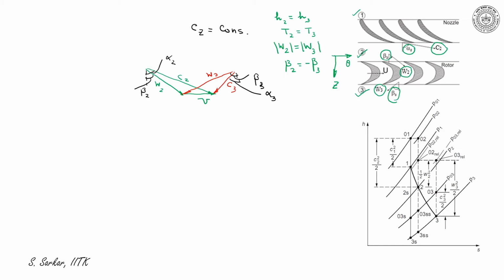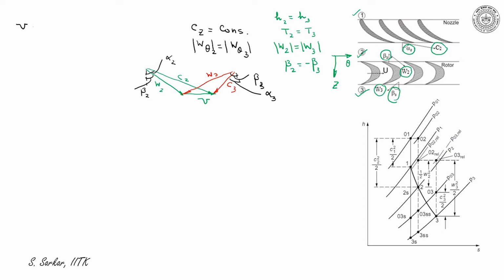And also I can say W theta 2 must be equal to W theta 3, but they are of opposite signs. So by magnitude they are equal. That is, the peripheral velocities of W2 and W3 would also be equal, as W2 and W3 are equal in magnitude. Now what are the quantities given?